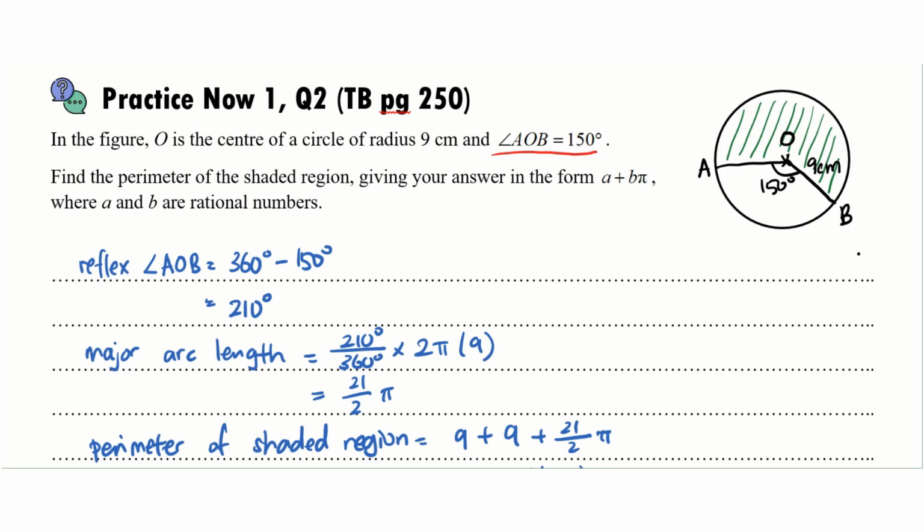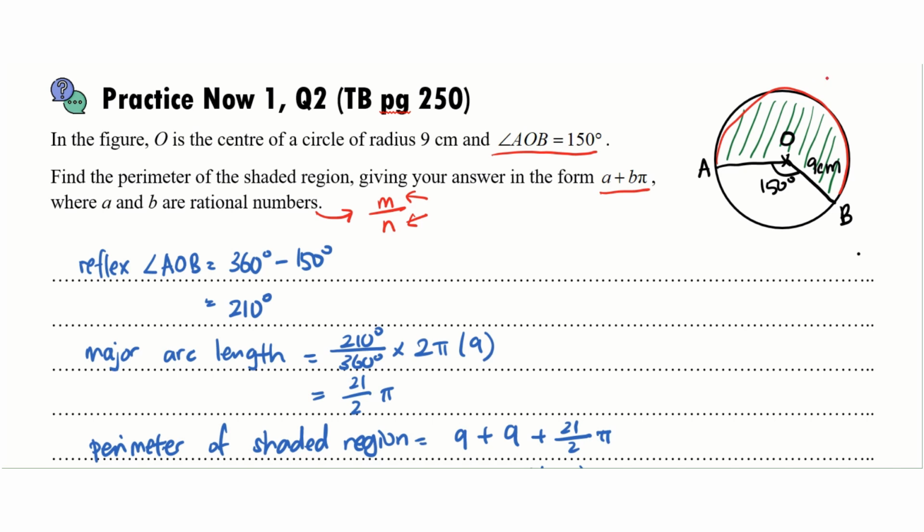So we want to find the perimeter of the shaded region, giving your answer in the form a plus b pi, where a and b are rational numbers. Rational numbers are numbers that can be expressed in a fractional form, for example m over n, whereby m and n are integers. So to find the perimeter of the shaded region, we also need to find the arc length.